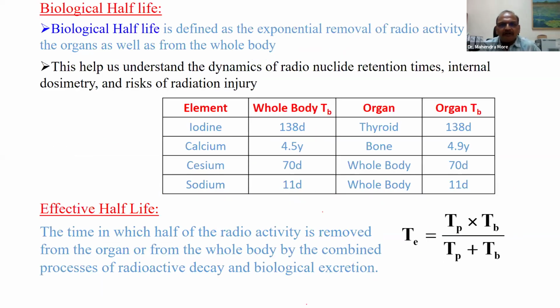So biological half-life is one other term. We have T effective, T physical and T biological. So that total gives the effective half-life.